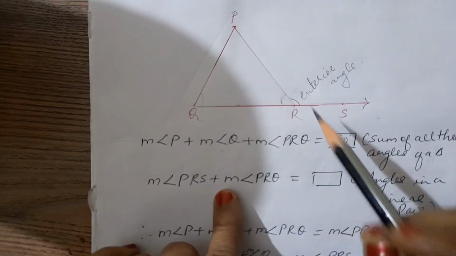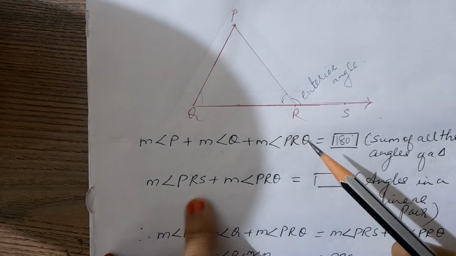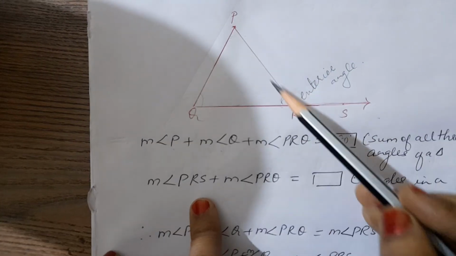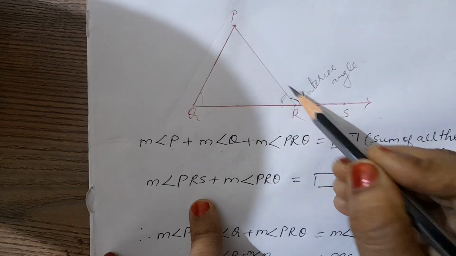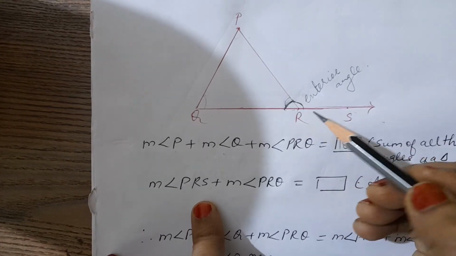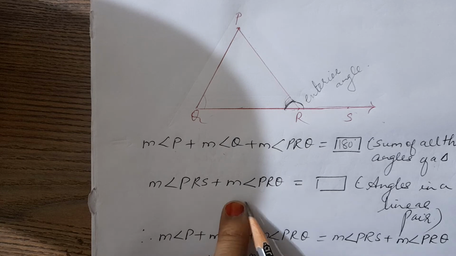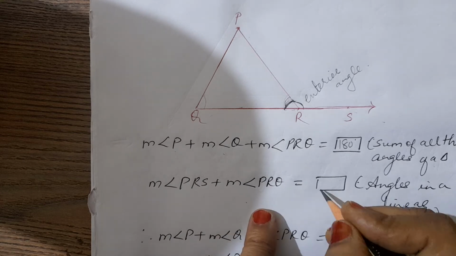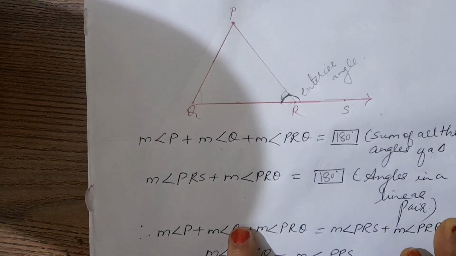Now here, measure angle PRS plus measure angle PRQ. PRS, that means this angle, and PRQ, that is this angle. Both of these form a linear pair. So measure angle PRS plus measure angle PRQ will also be 180 degrees, angles in a linear pair.